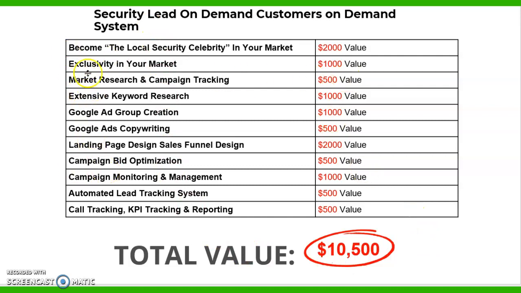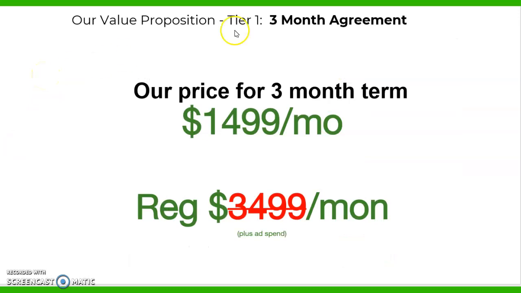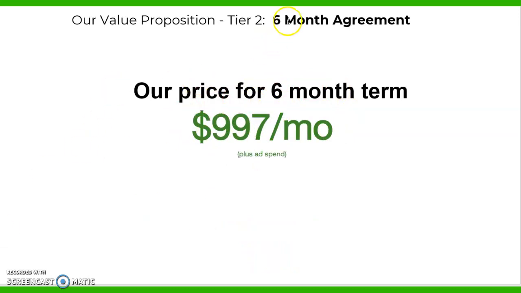So again, going back to Miami security companies, we're putting all this information in for them. Value in their market, 2,000, exclusivity, $1,000, market research, 500, total value, 10,500. Now here's the thing. This is what we charge. 3-month agreement. Our price for the 3-month term is $14.99 a month. Used to be $34.99 a month plus your ad spend. This is not including the ad spend, okay? Looking for a discount? 6-month agreement. 6 months, $9.97 a month. No ad spend included.